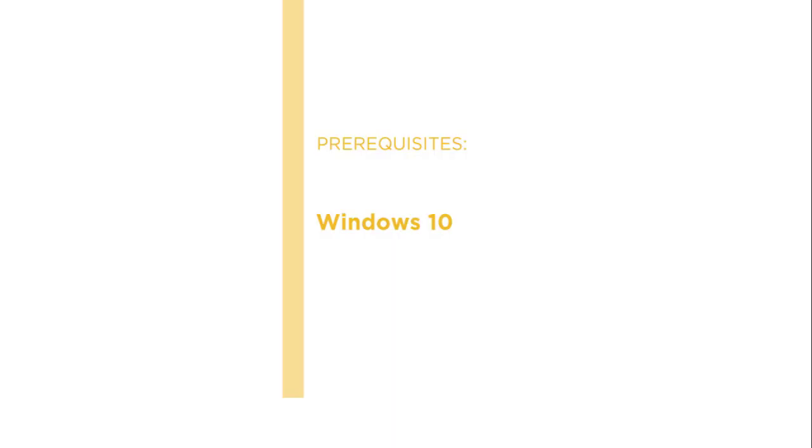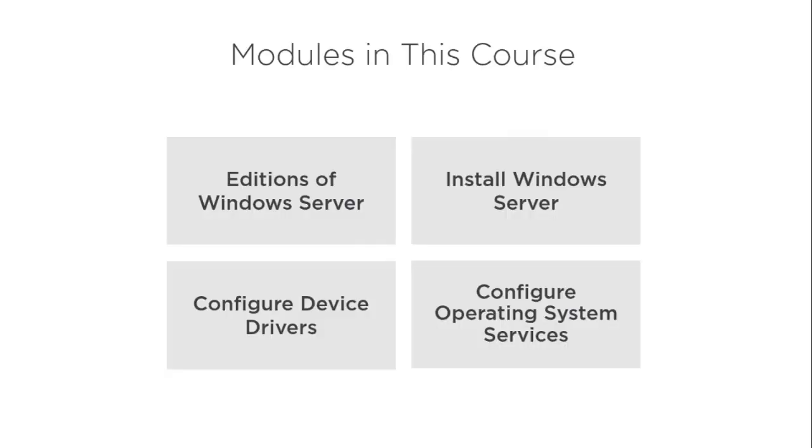The prerequisite of this course is Windows 10. If you handle Windows 10 confidently, you can take this course and you will understand the things I will discuss in it. So there is no other prerequisite for taking this course. In this module I will cover the following things. For example, I will cover the editions of Windows Server, how to install Windows Server, configure drivers, configuration, and operating services.